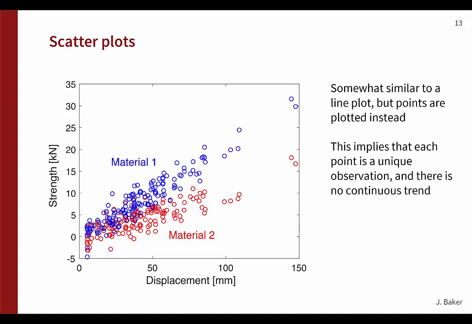So a lot of times we'll use scatter plots if we have experimental data or some sort of observational data collected, where each circle is one observation. And I might have this type of trend where there's uncertainty, in this case, say, the strength value for a given displacement. So I can't necessarily connect lines between these dots, but I want to plot them versus some predictor variable so that I can see some sort of a trend.